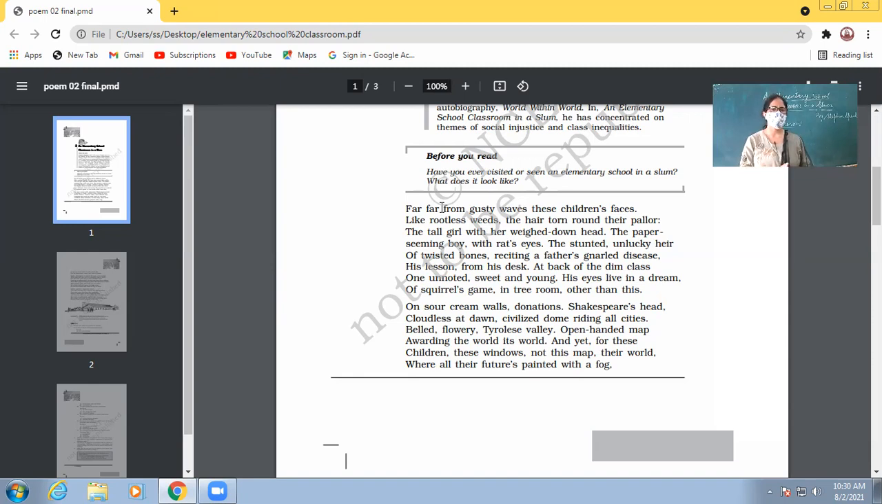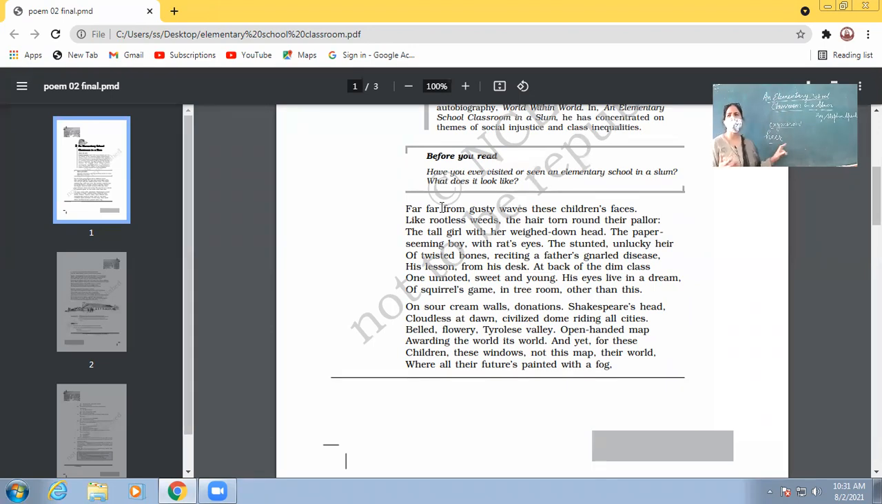His lesson from his desk. These three lines are about one child, the stunted. Stunted means deformed, the one who has stopped growing. Okay, the stunted, unlucky heir. What is heir? H-E-I-R. It is not hair. It is heir. A-I-R. Pronunciation like air. Heir. But what does this heir mean? The successor. Heir is the successor.